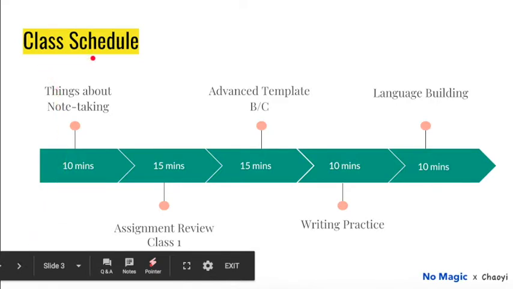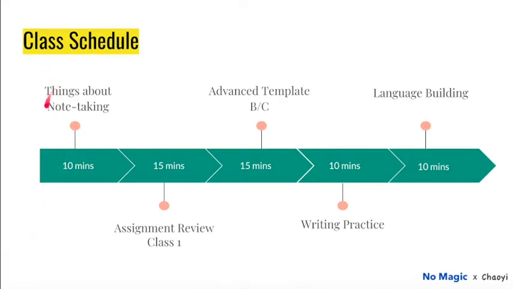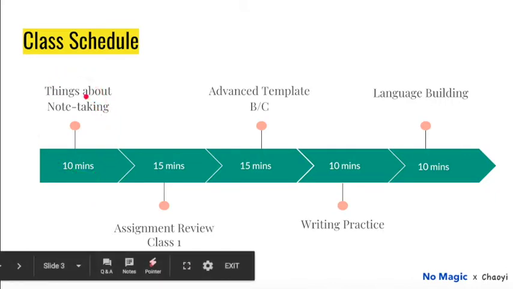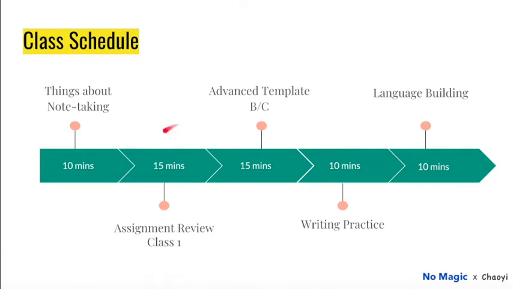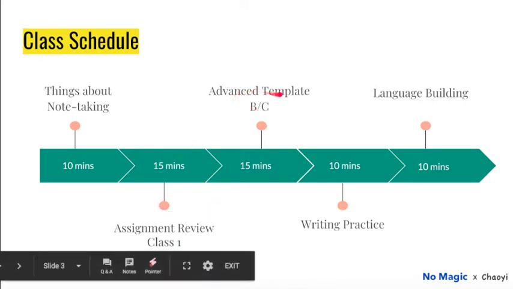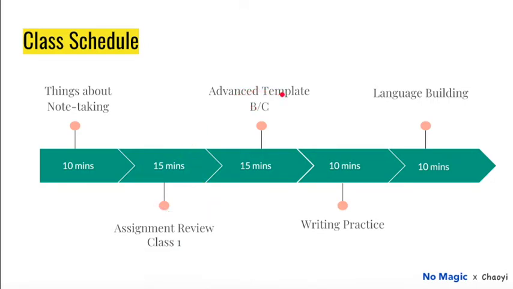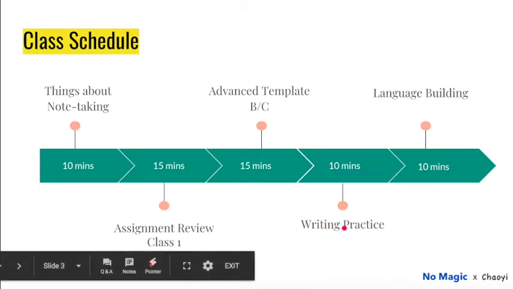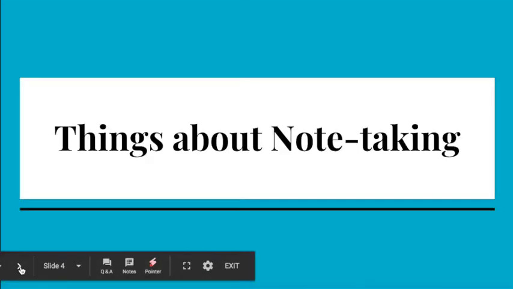Here is an overview of today's class schedule. We will use 10 minutes to talk about something more about note-taking, and then we will provide an assignment review for Class 1 here as an example to explain more things about note-taking, and it is also a good opportunity for you to get more practice. And then we will teach you advanced template B and C, and next we will have more writing practices. At the end of this class, we will have the language building section. Let's start with things about note-taking.